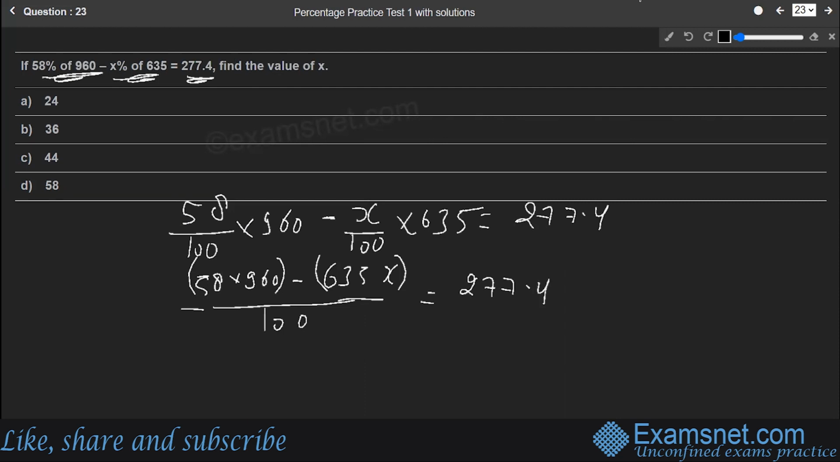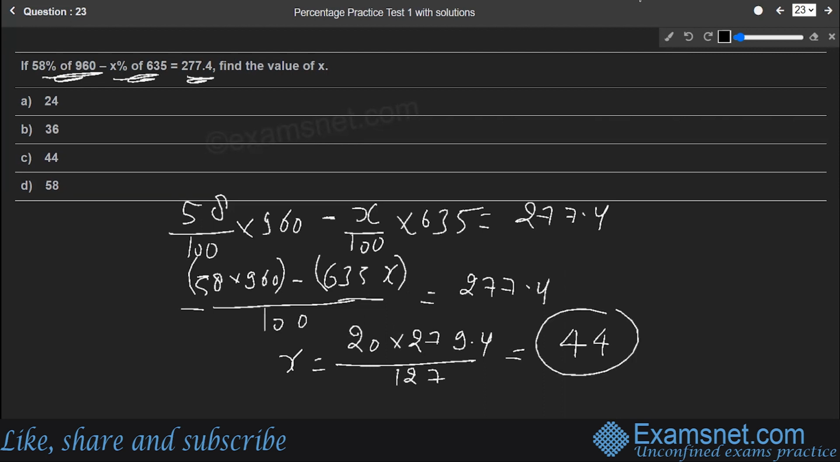If we solve this further, ultimately the x value comes as 20 into 279.4 divided by 127, which gives us the x value as 44. So by solving the expression, we get the x value as 44. So that is the answer, available in option number C.